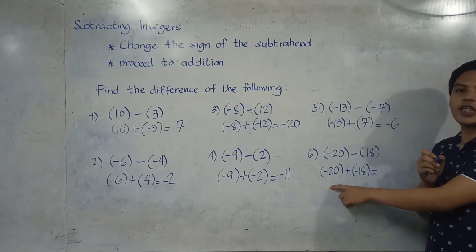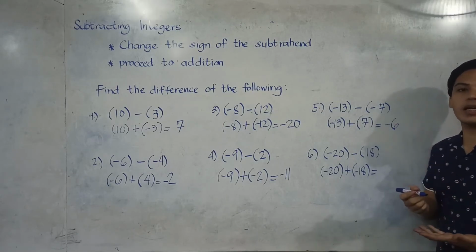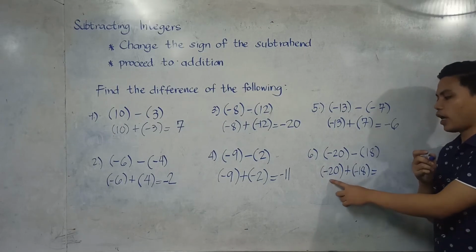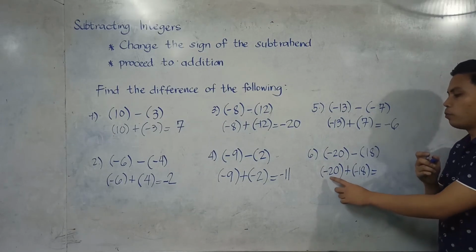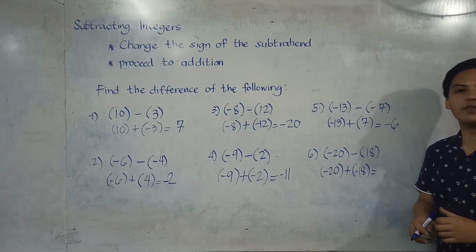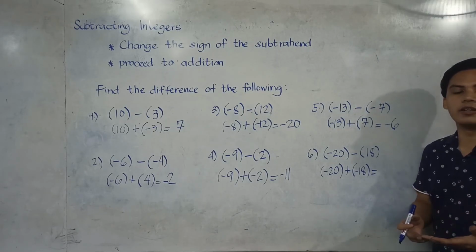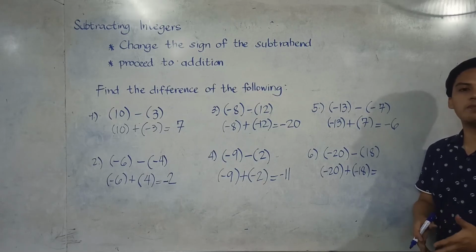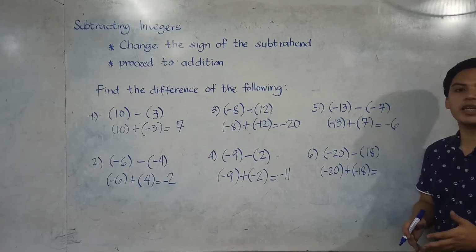Okay, LAP or USG. So, we're going to use LAP because they have the same signs or like signs. So, absolute value of negative 20 is 20. Absolute value of negative 18 is 18, positive 18. So, 20 plus 18, you will have 38.